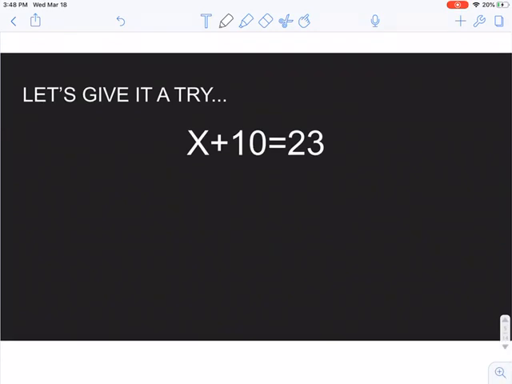All right, here's another one. X is being added with 10 to get 23. So addition is our operation, so we need to do the opposite. So if we subtract 10, that will balance, and we're going to be left with 13.